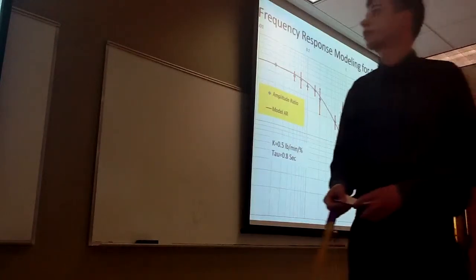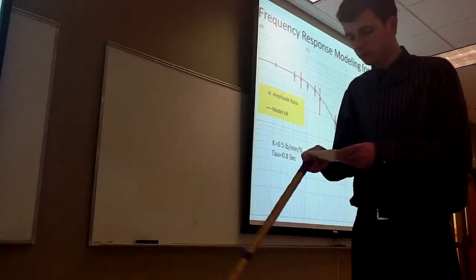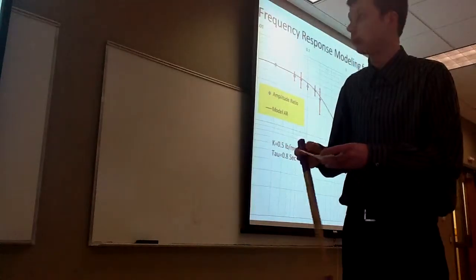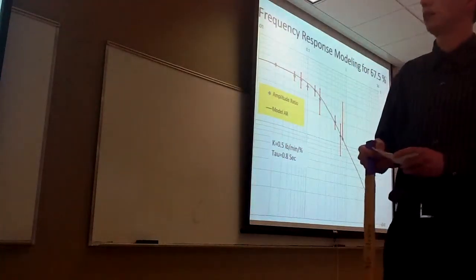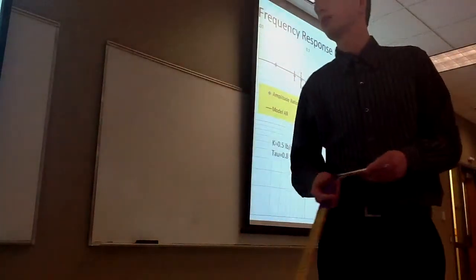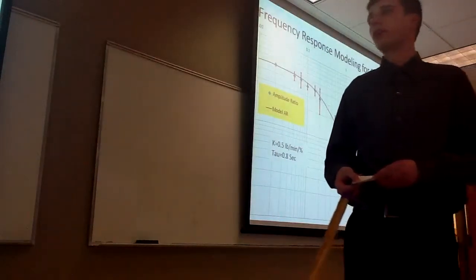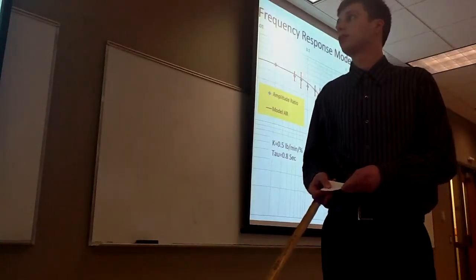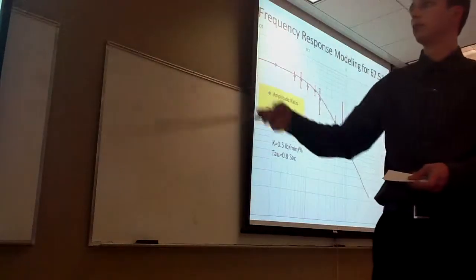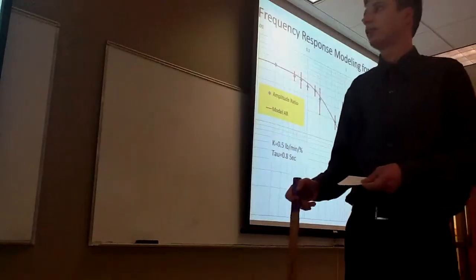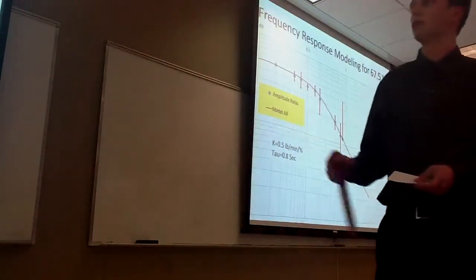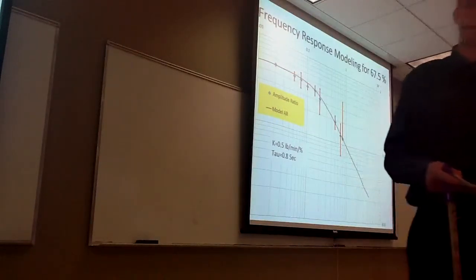This is our modeling for our mid-range data. The gain was found to be 0.5 pounds per minute per percent, and the tau was found to be 0.8 seconds. We had a little bit of variability in our data. That is probably due to the noise of our system.